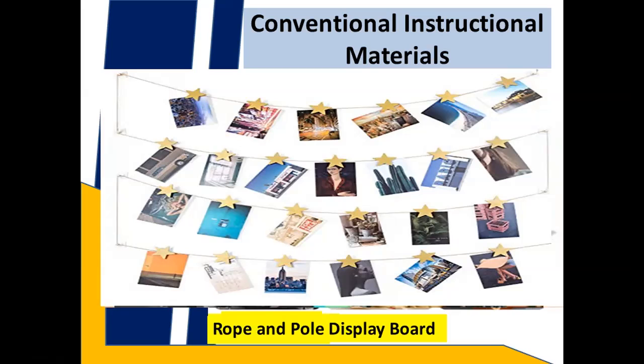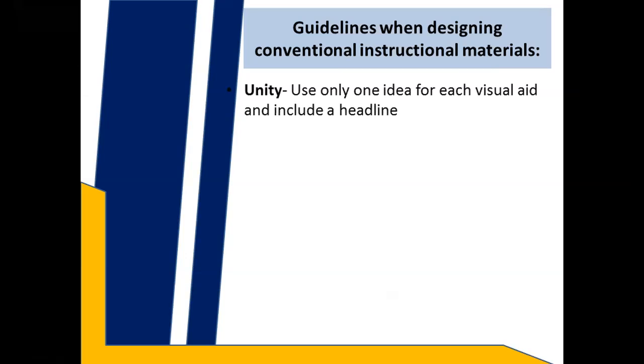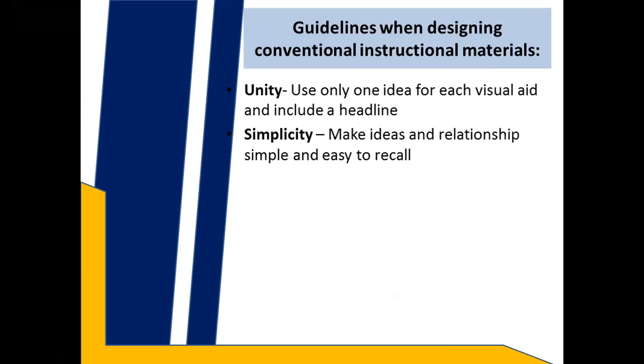All right. So the next thing that I'm going to introduce to you are the guidelines when designing conventional instructional materials. Now, already given that there is this what we call conventional instructional materials. This is very obsolete, but this is proven and tested that it works very well in assisting and in helping the learners to learn better. Okay, so number one is unity, meaning to say only one idea for each visual aid and include a headline. Next is simplicity, which means make ideas and relationships simple and easy to recall.